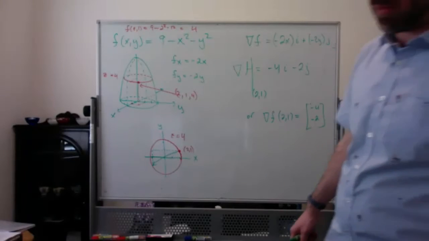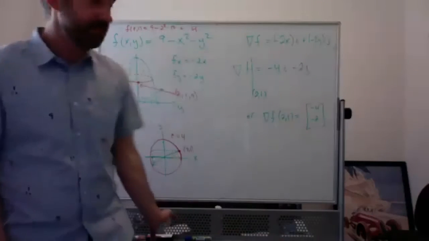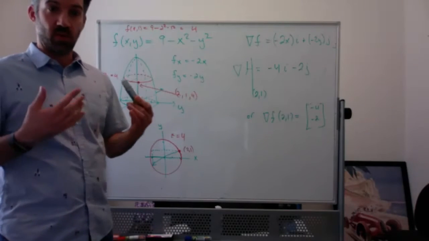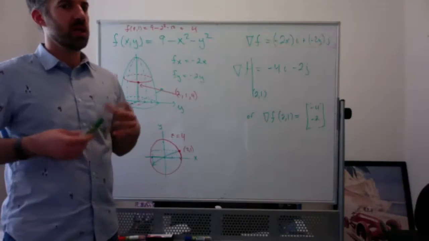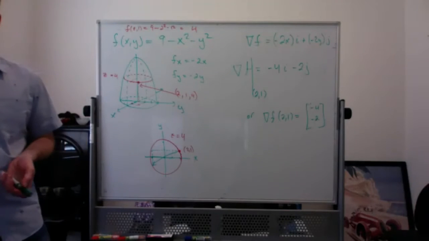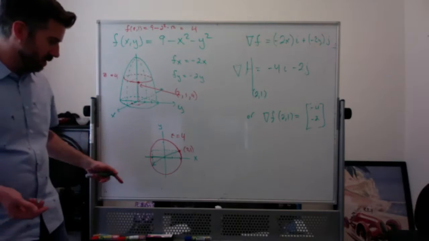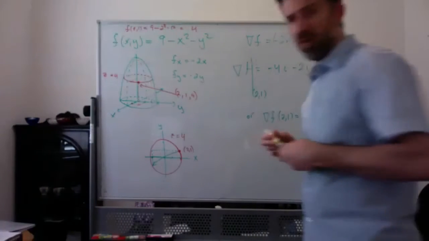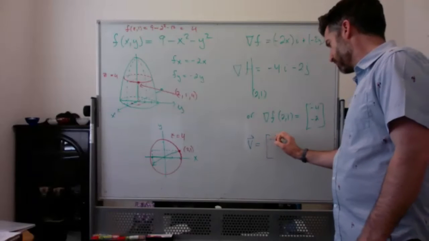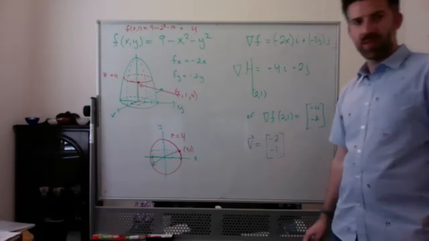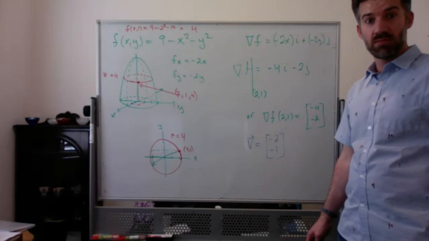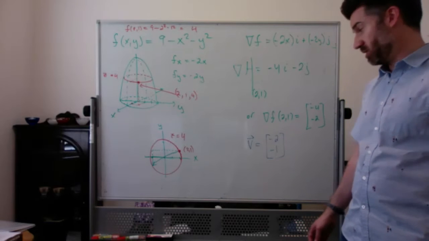One more thing to say about this. Most of the time, when someone asks you for a direction vector, there's actually a lot of different possible answers. The vector (-4, -2) is the vector in this direction. But you know what else would have been a perfectly fine answer? (-2, -1). That is also a vector that goes in the same direction as (-4, -2). It's just not as long.